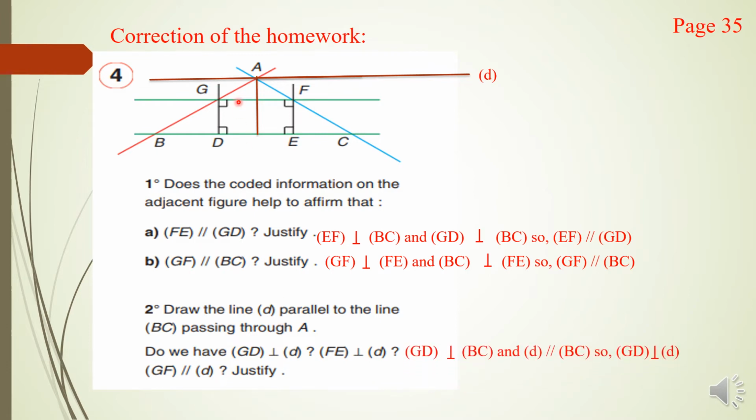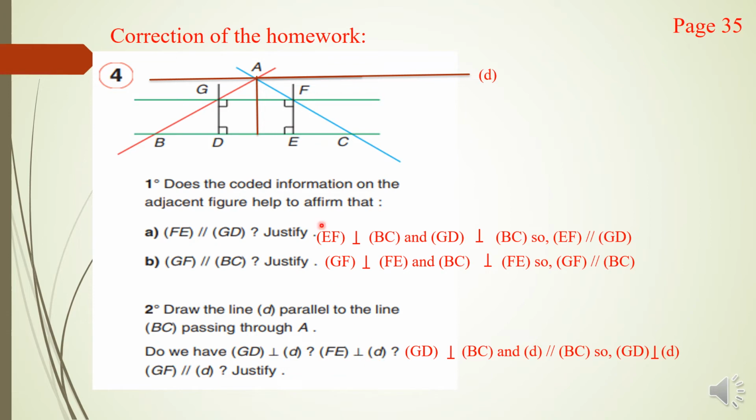How can we write it? Look, GD perpendicular to BC and D parallel to BC, to the same line BC, right? It is perpendicular to BC and parallel to BC. So what is the relation between GD and D? They are perpendicular. Perpendicular and parallel give us perpendicular. Great. Let's continue with the second one.